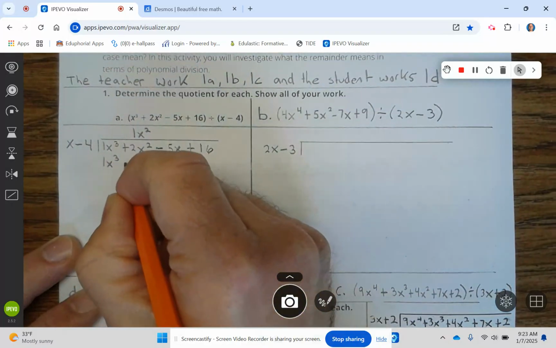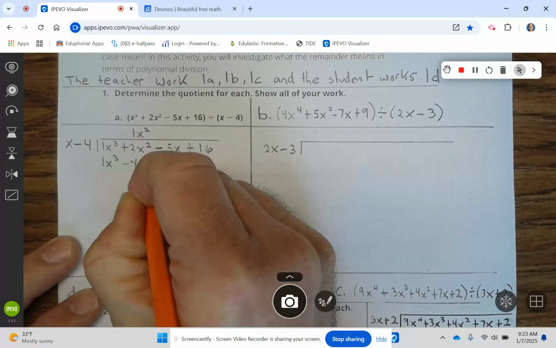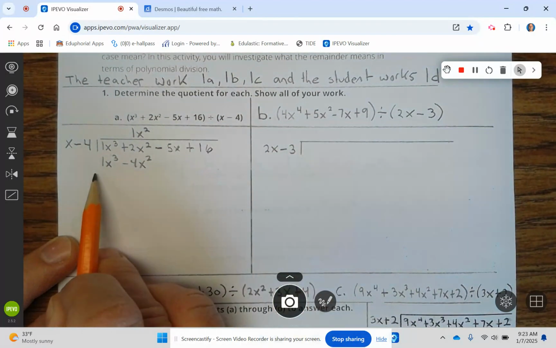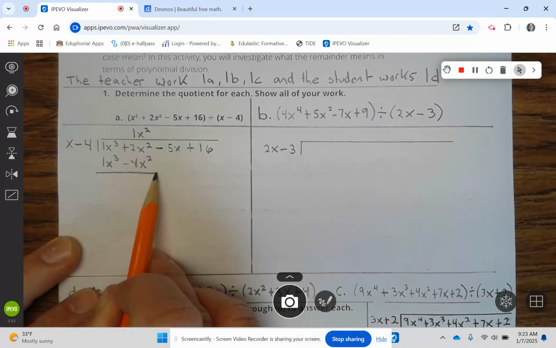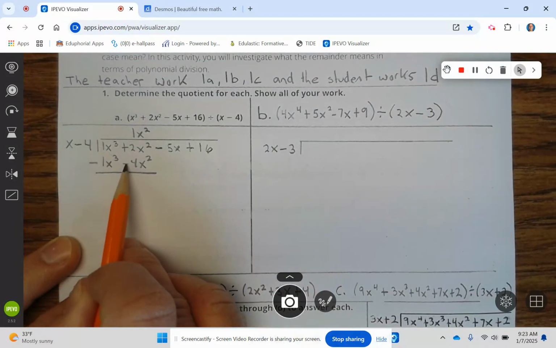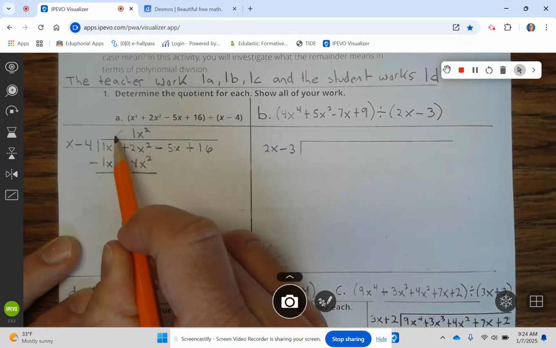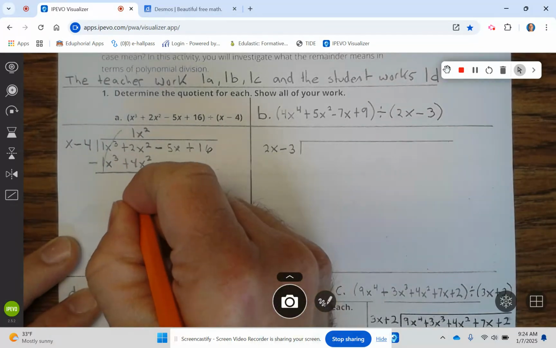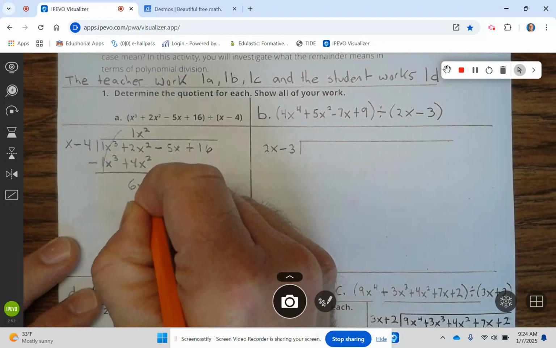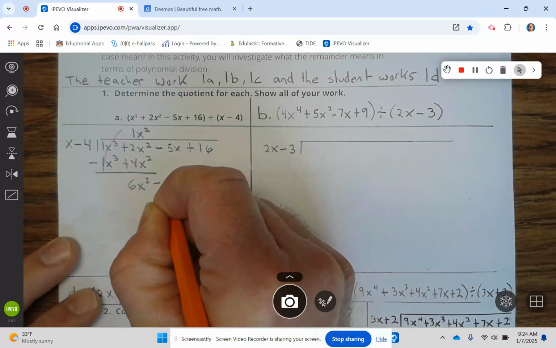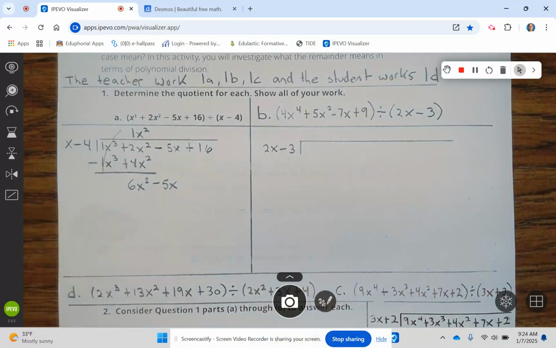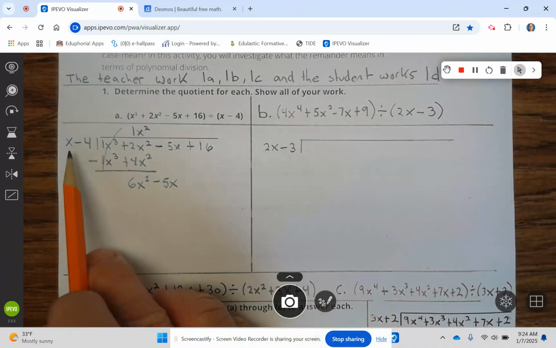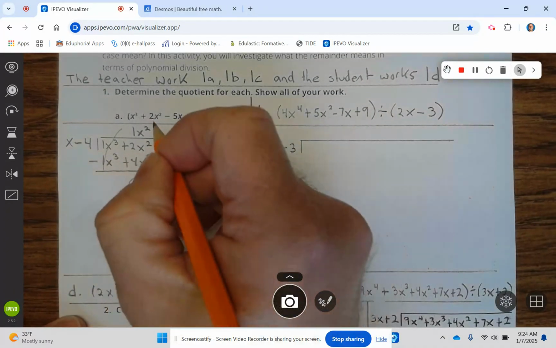1x squared times negative 4 is minus 4x squared. You subtract. When you subtract a negative, it becomes positive. This cancels. 2x squared plus 4x squared is 6x squared. Bring down the minus 5x. Then you ask yourself, what do you multiply x by to give you 6x squared? The answer to that is plus 6x.